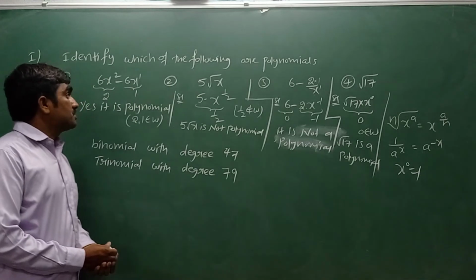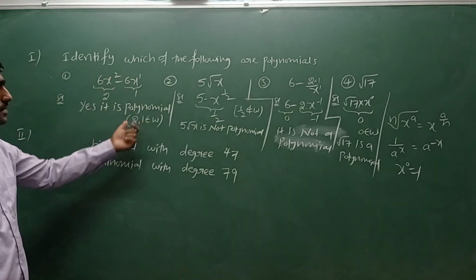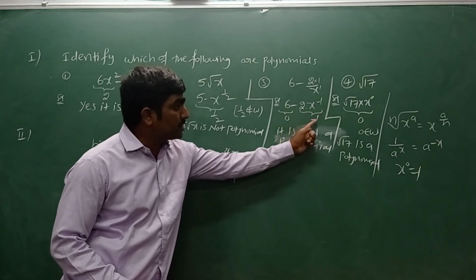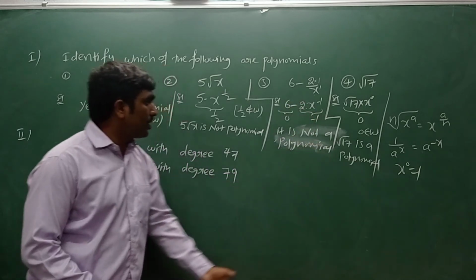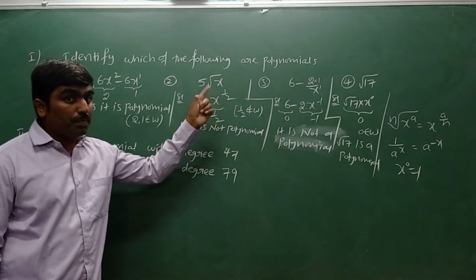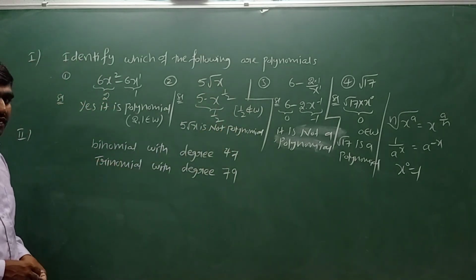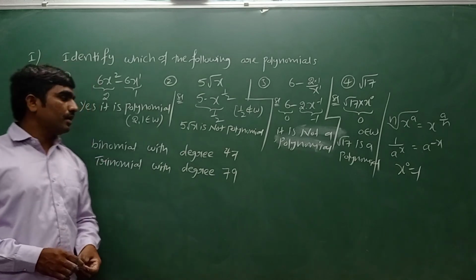If its variable powers are whole numbers, it is a polynomial. Here you can see the variable powers are minus 1 and 0. Minus 1 does not belong to whole numbers, so not a polynomial. 1 by 2 does not belong to whole numbers, so not a polynomial. So that is the way we can verify whether it is a polynomial or not.